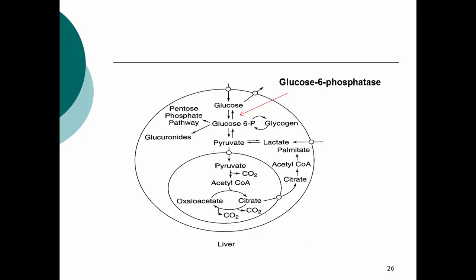So you have a lot of glucose 6-phosphate accumulated in the liver, and this glucose 6-phosphate is a very strong inhibitor of the glycogen breakdown pathway, right? We're going to talk about this later when we talk about the regulation of metabolism.